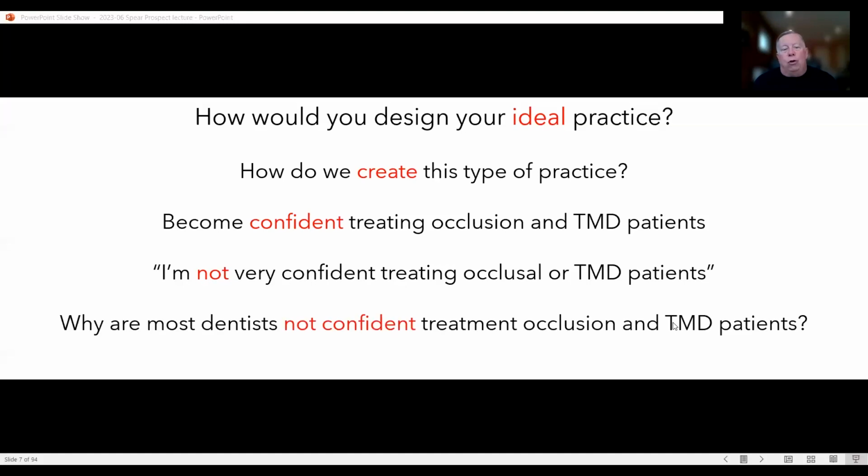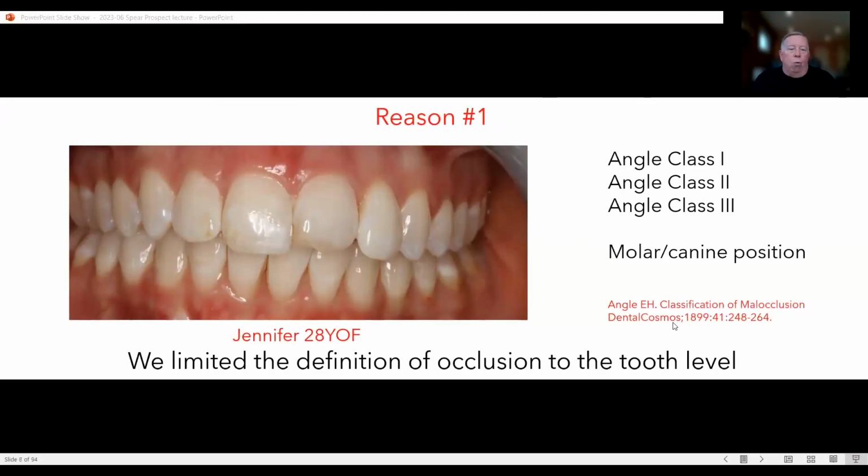So let's take a closer look at this. Why are most dentists not confident in occlusal and TMD patients? Number one, we took too small a view. We limited the definition of occlusion to the tooth level.